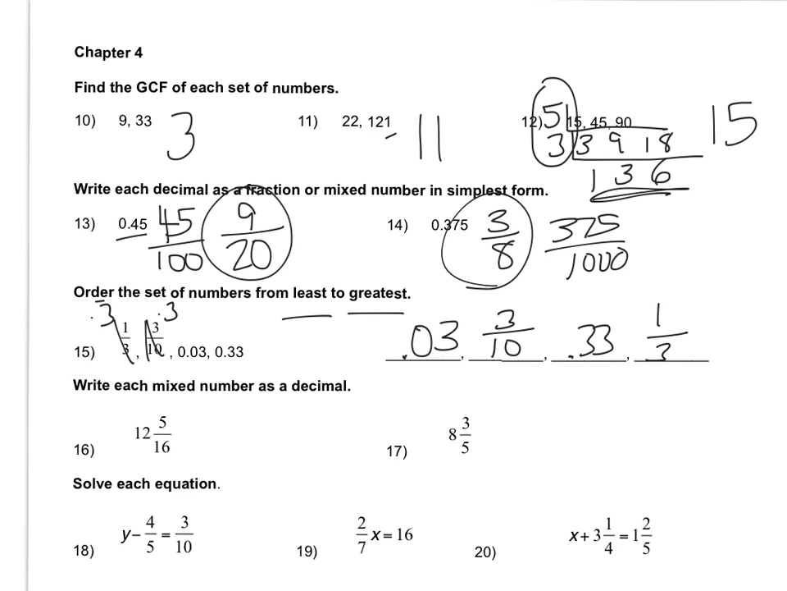For number 16, I know it's going to be 12 point something, and for number 17, I know it's going to be 8 point something. Well, 3/5 is one that I have memorized. It's 0.6. If you don't have those memorized, you have to do it longhand. 3 divided by 5, which is 0.6.